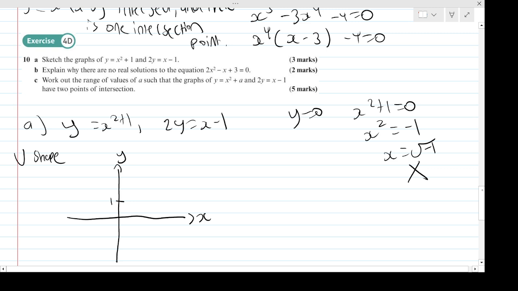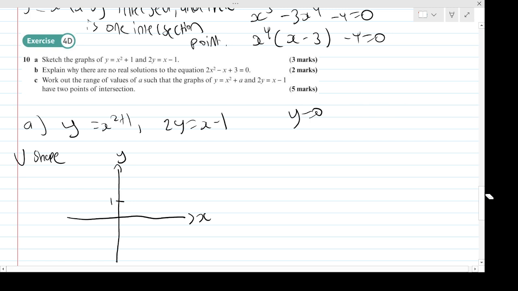If there are no solutions, remember, think back to the discriminant, that means there are no real roots, and graphically, no roots means it can't touch the x-axis, so it will never cross the x-axis. So it's going to look a bit like that. If it won't touch the x-axis and it has a smiley shape, it has to be above the x-axis.